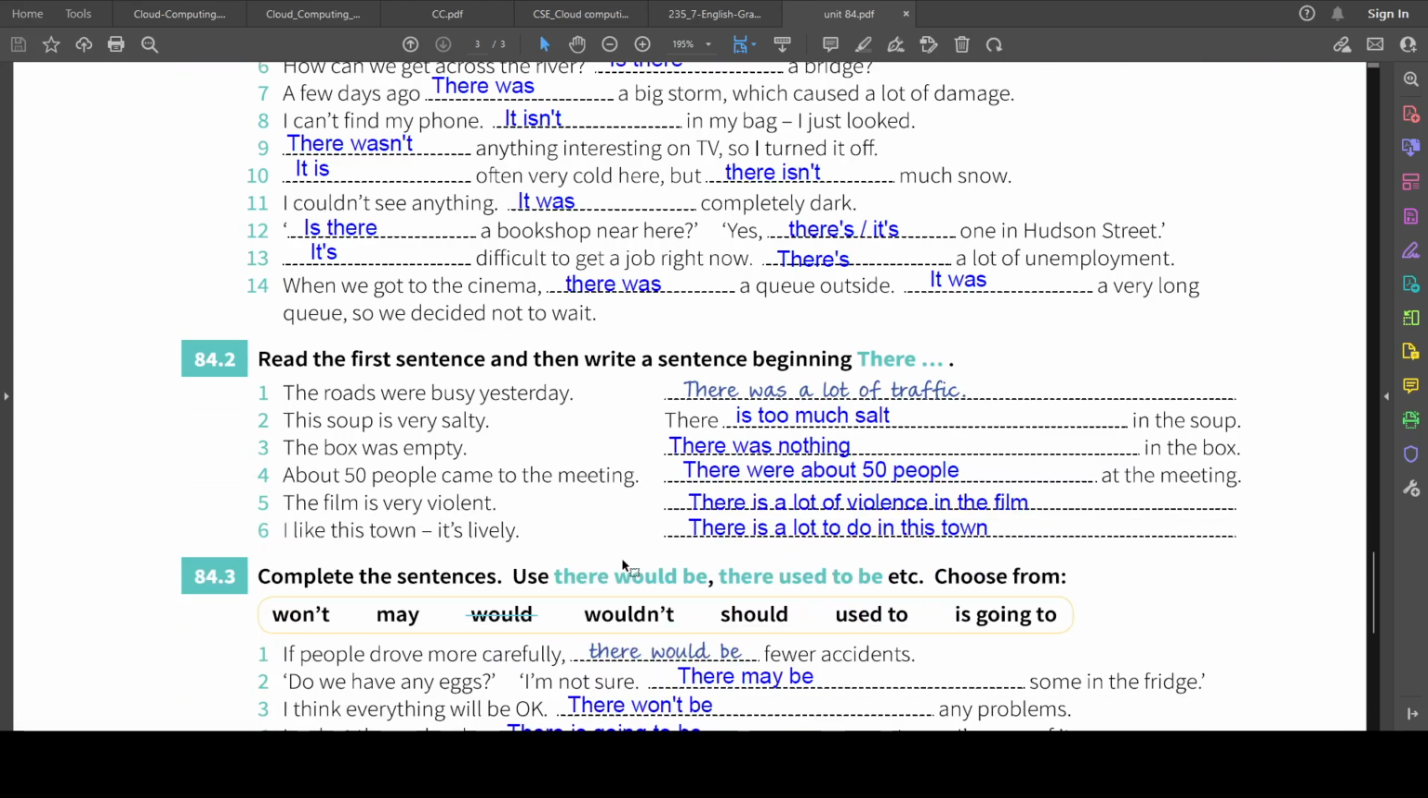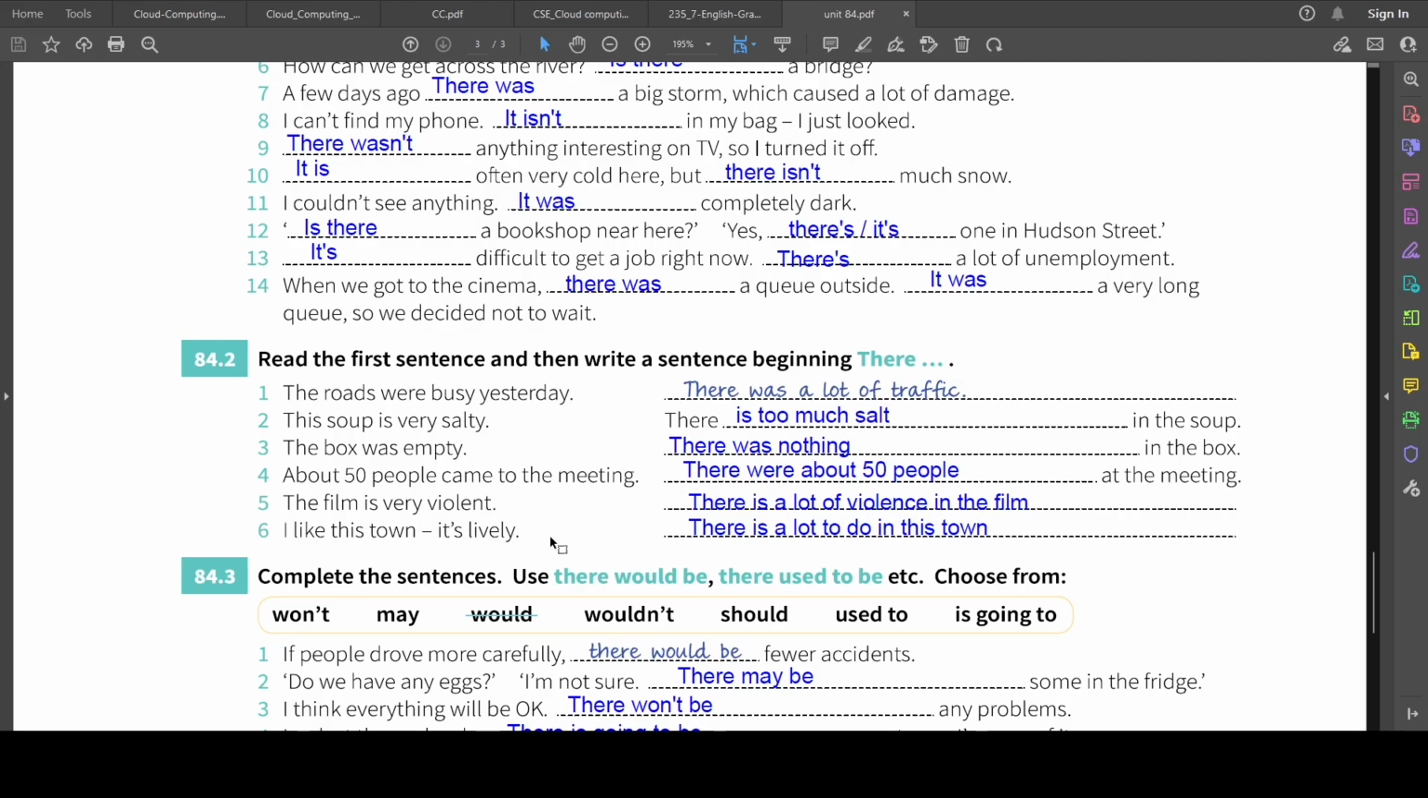So let's move on to the next part. Read the first sentence and then write a sentence beginning with "there". For example, the roads were busy yesterday. There was a lot of traffic. The soup, it's very salty. There is too much salt in the soup, right? The next one. The box was empty. There was nothing in the box.